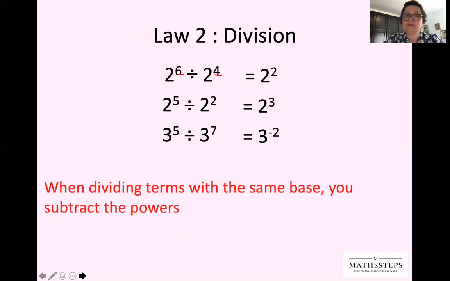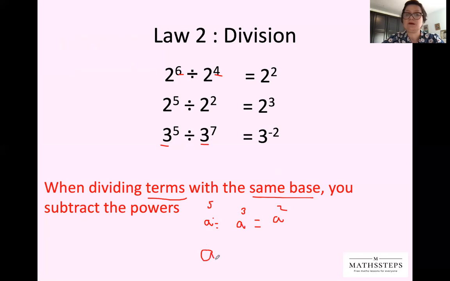So the rule is, when you divide terms, and when you say terms, as I said before, you think of letters or numbers of the same letters, same base. Same base means the same numbers or the same letters. You have to subtract the powers. For example, if we have a to the power of 5 divided by a to the power of 3, the answer is going to be a to the power of 2. 5 take away 3 is 2.